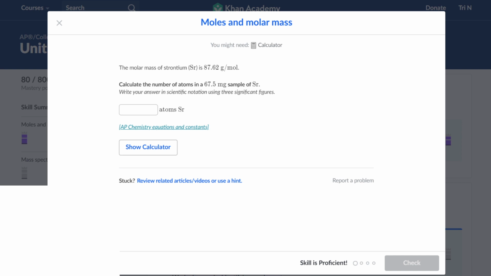Hello, so I'm going to try some moles and molar mass questions, and let's start on the first one. The molar mass of strontium, which has a symbol of Sr, is 87.62 grams per mole. Calculate the number of atoms in 67.5 milligrams of strontium. Write your answer in scientific notation using three significant figures.